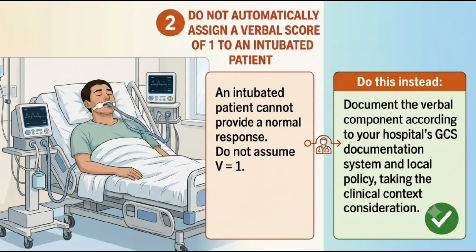Second, do not automatically assign a verbal score of 1 to an intubated patient. An intubated patient cannot provide a normal verbal response because of the endotracheal tube. The verbal component should be documented according to your hospital's GCS documentation system and local policy, taking the clinical context into consideration.